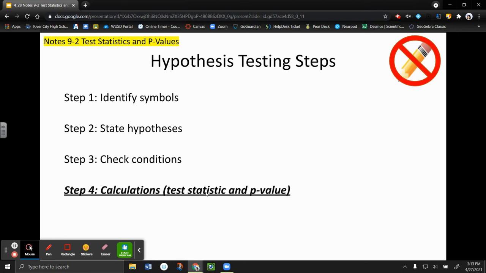So we're going to calculate a test statistic and a p-value. This is similar to what we did in Unit 7 with sampling distributions. And then step five, we're going to give our conclusion in context. The reason why these are bolded and italicized is because those are the steps that we're going to focus on today.